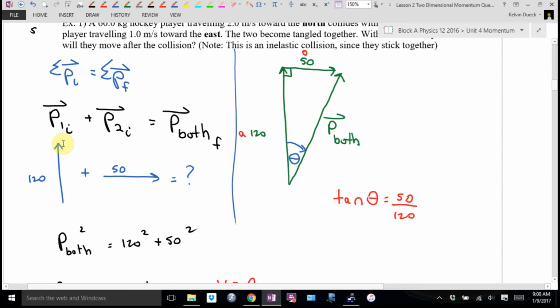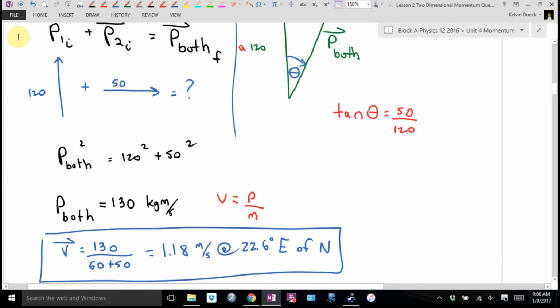We still write a momentum vector equation, but then we realize directions matter. I can't just let one be positive and one be negative. I have to draw pictures, and I'm going to add stuff tip to tail. If we're lucky, it's a right angle triangle, Pythagoras, SOHCAHTOA. Probably we're not going to be so lucky. Then that's going to give us the momentum.